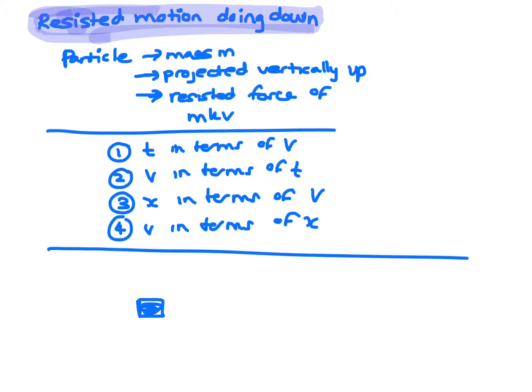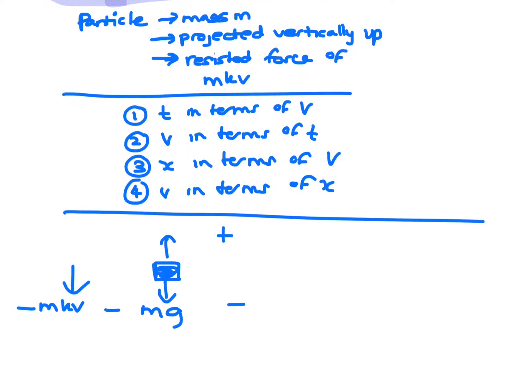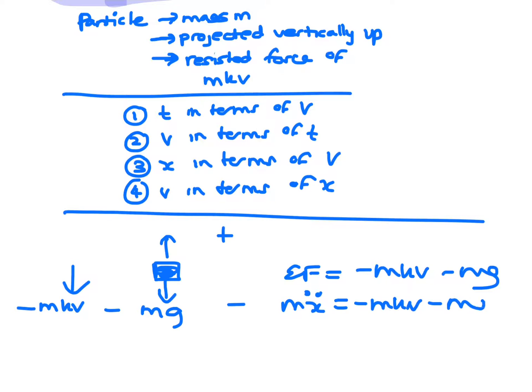So the thing is going up, so that means plus is up, minus is down the bottom. The force mg would be negative, and there is a resistant force of minus kV. Okay, so looking at this now, that means the sum of the forces would be minus mkV minus mg. So mass times acceleration is minus kV minus mg. The m's cancel, so you get minus (kV plus g).